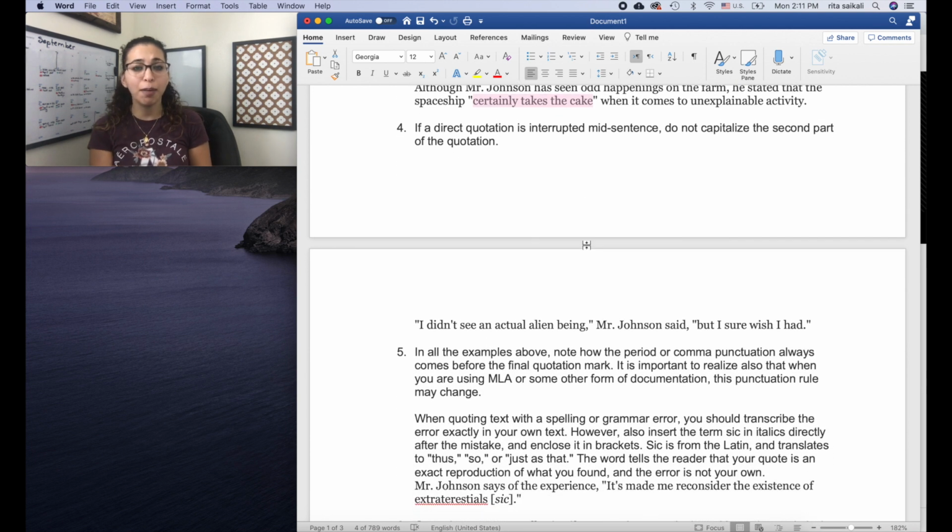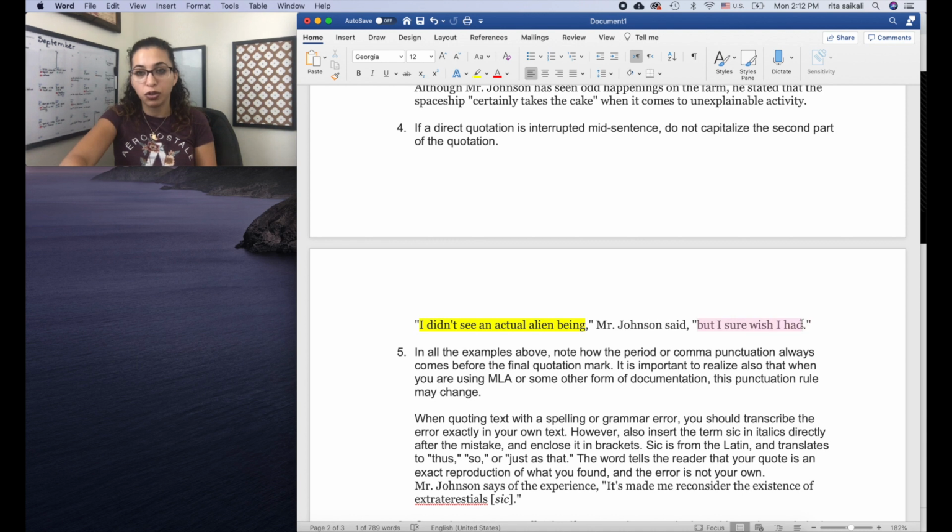Number 4, if a direct quotation is interrupted mid-sentence, do not capitalize the second part of the quotation. For example, "I didn't see an actual alien being," Mr. Johnson said, "but I sure wish I had." Here, we capitalize the "I didn't see an actual alien." The full sentence, if Mr. Johnson was talking, would have been, "I didn't see an actual alien being, but I sure wish I had." Okay? In that case, we took the quote and broke it up into 2, right? So this is part 1.